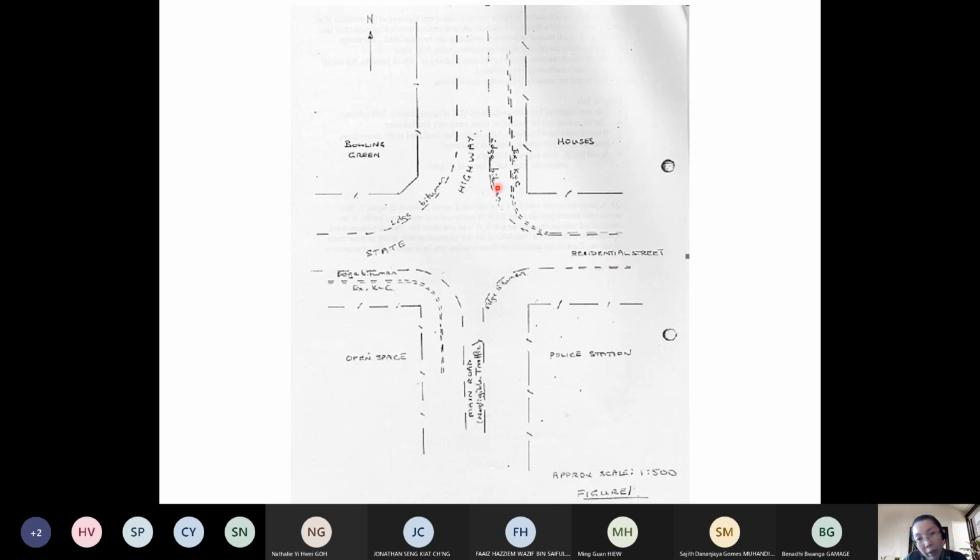And then you have here X, K, and C, existing curb and channel. This is existing curb and channel, as well as this one, existing curb and channel. So you have two lines of existing curb and channel.